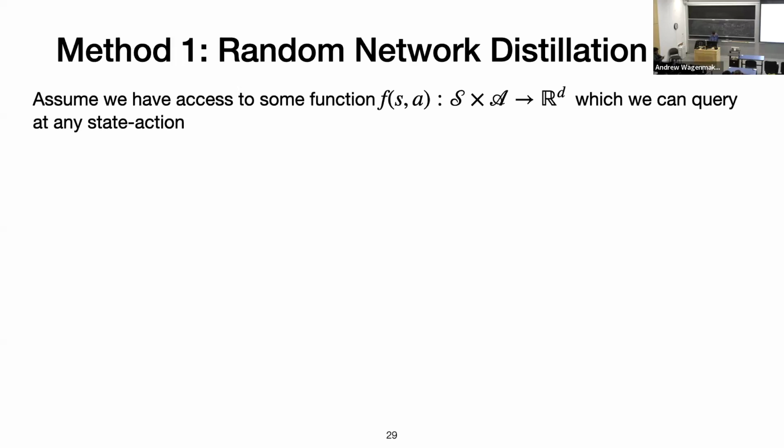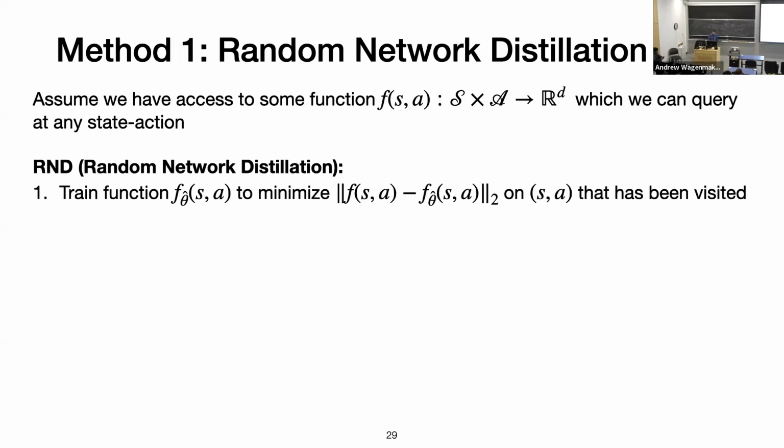So let's just say I have some function, I'll call it f(s,a), that maps from my state and action space to some d-dimensional feature space. And I can query this function at any state and action. So this is just some random function. Now, what I'll do is I'll try to train a function called f_θ hat(s,a) that fits this random function f(s,a). I'll just try to make them close in the two norm.